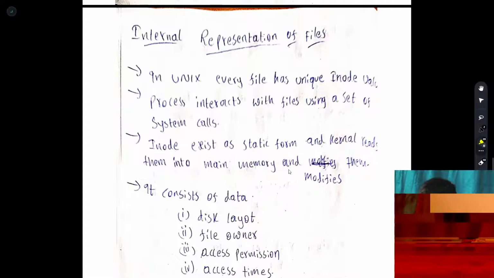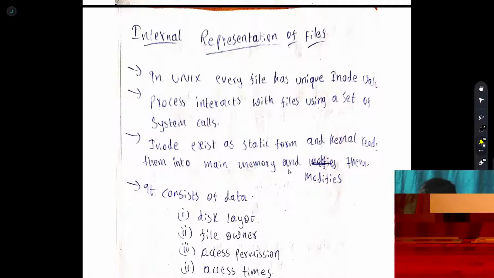If you call a system call, then it will get into the kernel and access the files which are in that particular directory. The inode exists in a static form, and the kernel reads them into main memory and modifies them. Those inode values will be in the secondary memory, and they will be called into the main memory and then modified according to the use of the particular application.